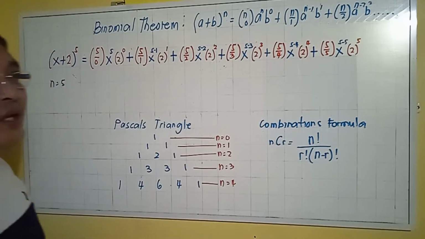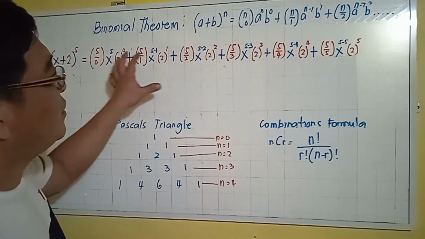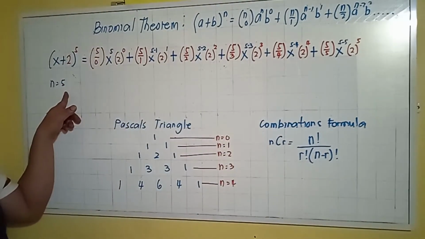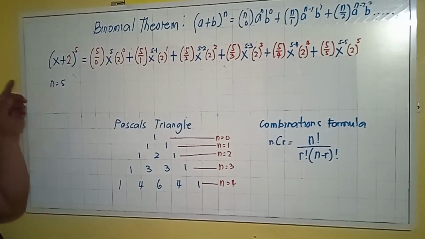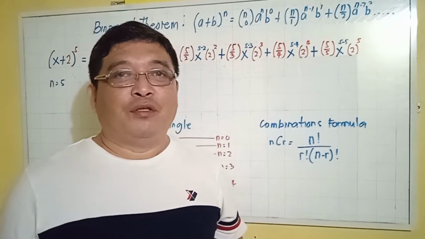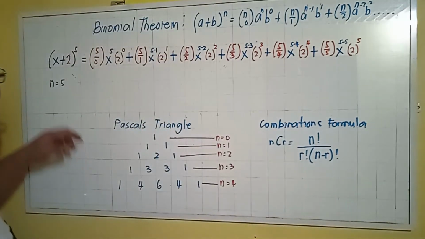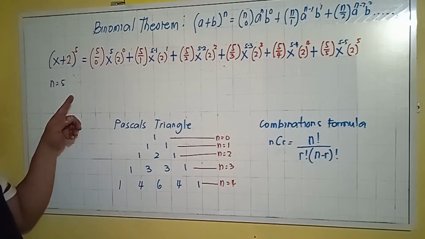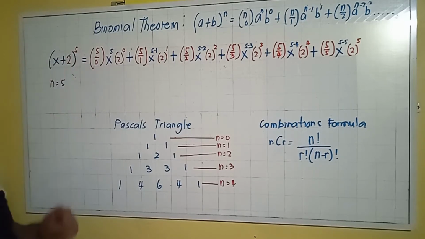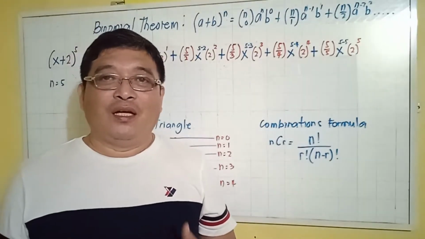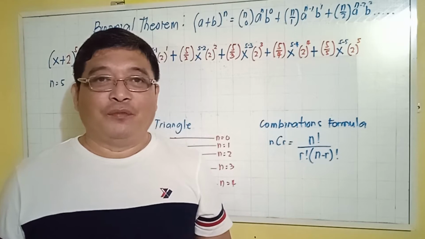And how many terms do we have? Ilan ba yung terms na makukuha natin out of this n is equal to 5? If n is equal to 5, we have 6 terms. So meaning, kung ilan yung number of terms, the formula is 5 plus 1 or n plus 1. If n is equal to 7, the number of terms is equal to 8. So, ganun lang hahanapin yung number of terms.